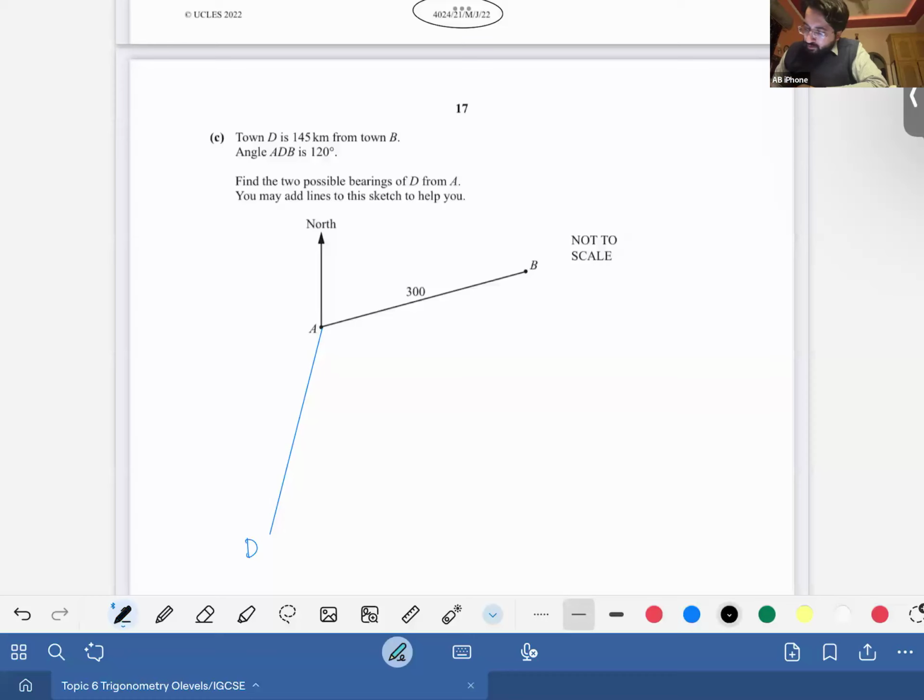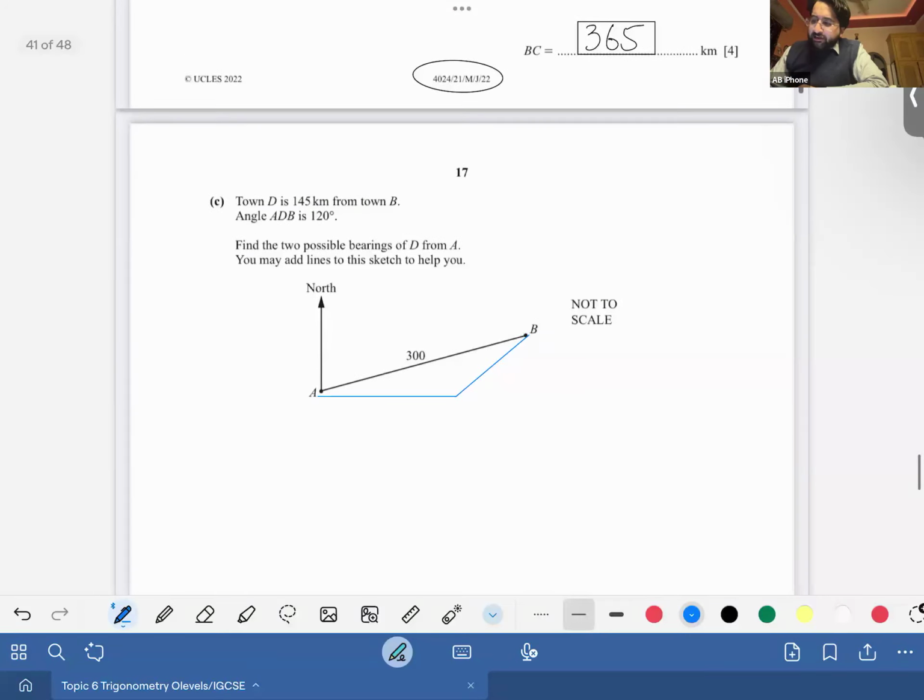This is point D, and they say that town D is 145 km from town B. So let's say this distance is 145 kilometers. Understood, Vadan? And angle ADB is 120 degrees. Wait a minute, I have to fix this a bit more. Let's just make it like this, it takes time. We can make it this way, for example, using a compass.